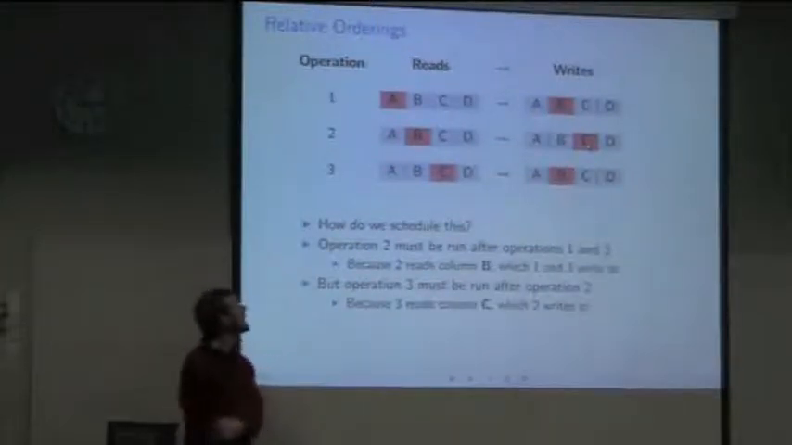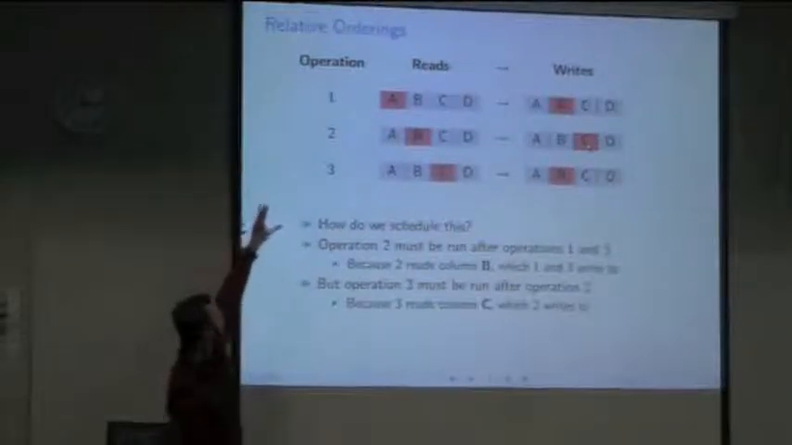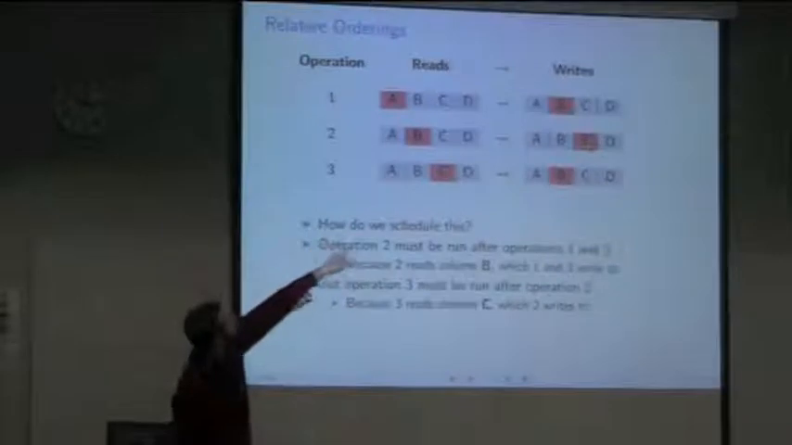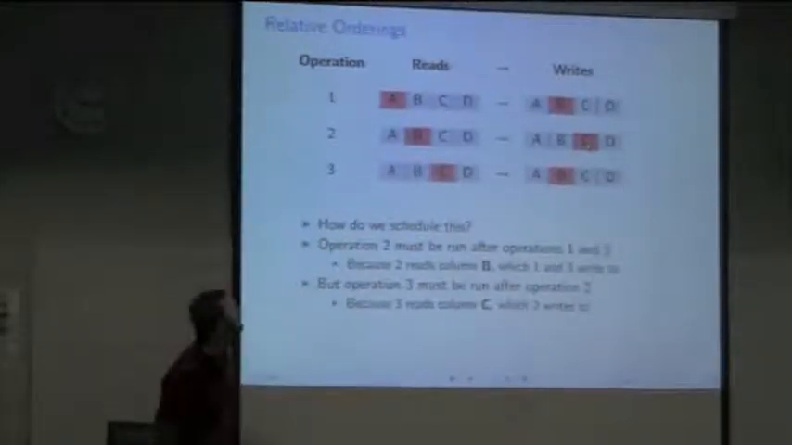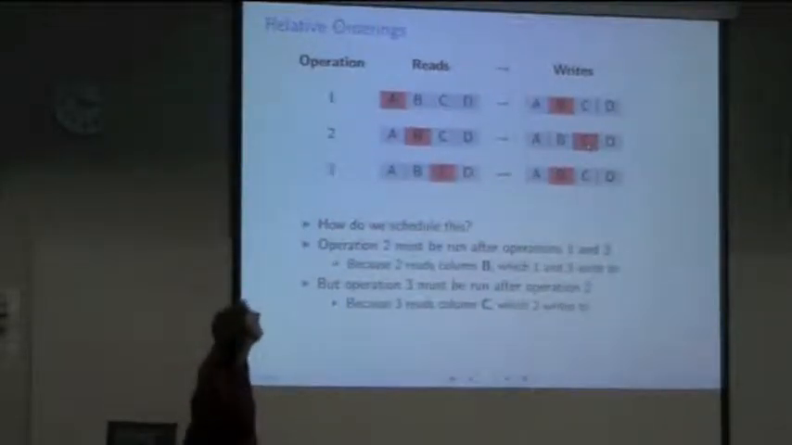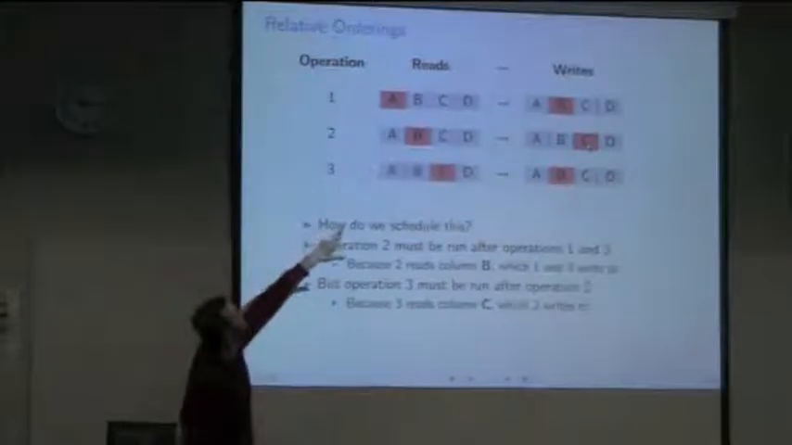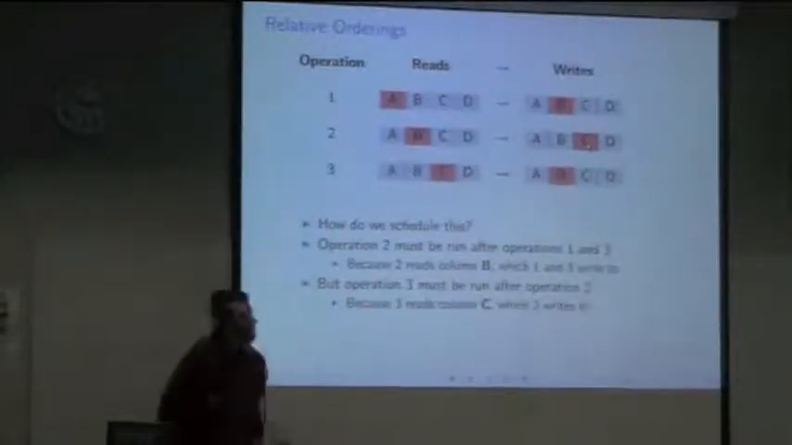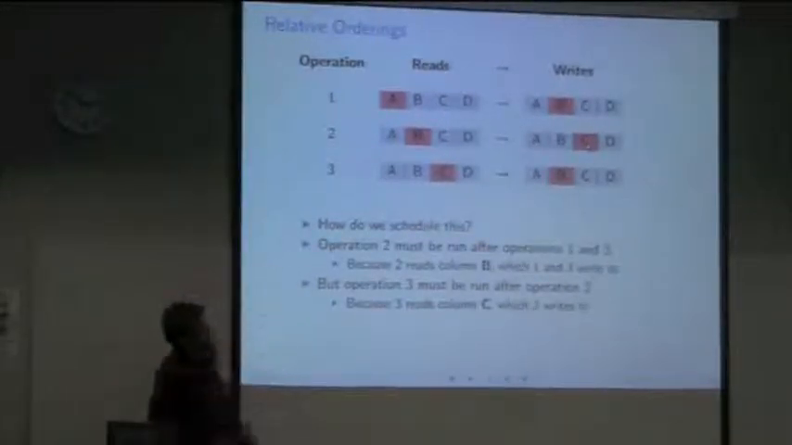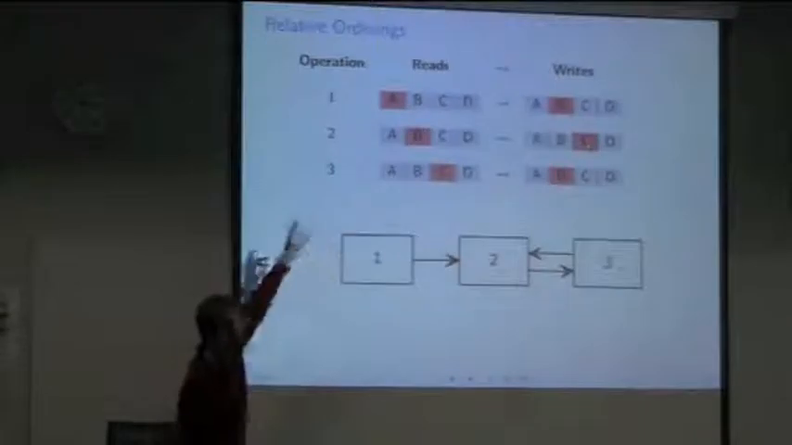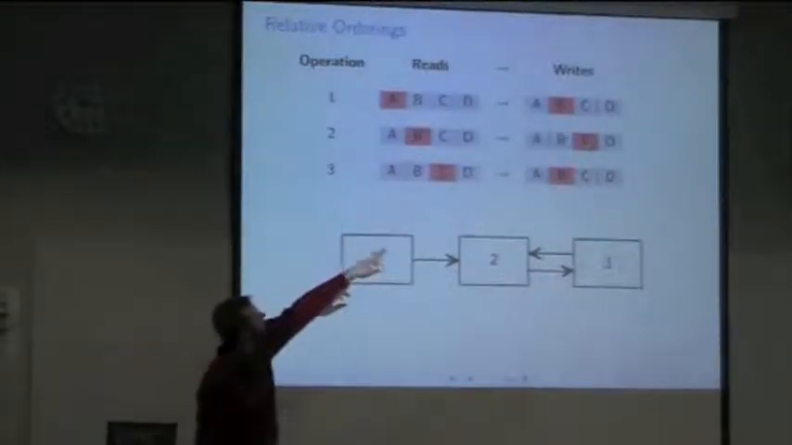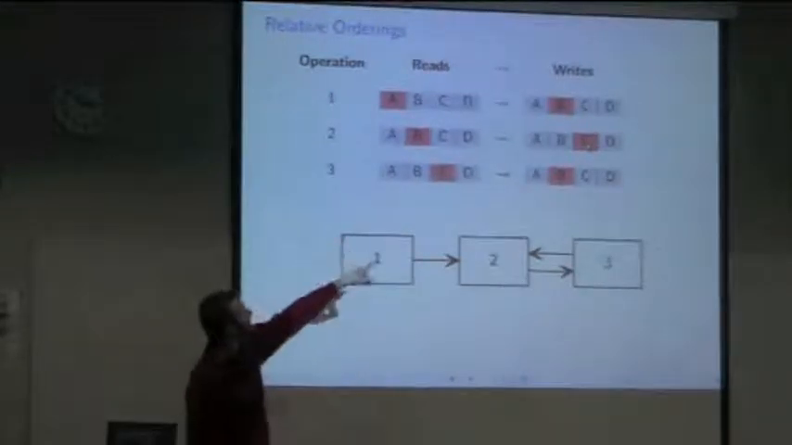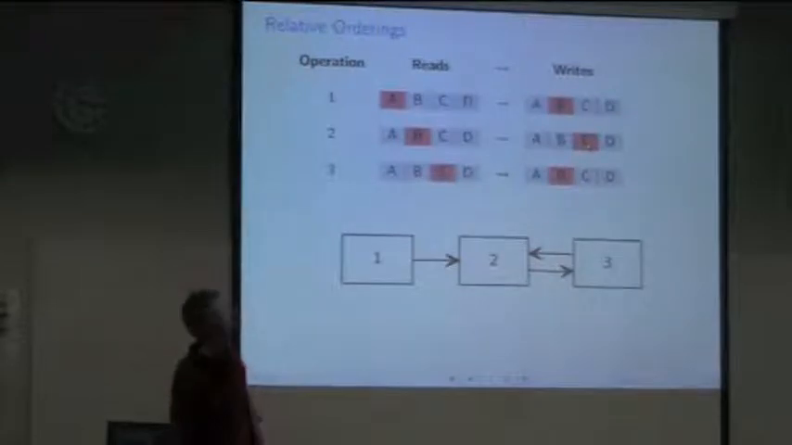So relative ordering, in this set of operations here, you can see operation 2 writes to column C. Operation 1 and operation 3 write to column B. And so, as it is at the moment, the dependency sort doesn't have enough information to decide in which order to run them. And so you get a cycle. When it runs operation 2, it writes column C. And when it has to run operation 3, operation 3 depends on column C. But after it's run operation 3, it writes column B. And that means it has to run operation 2 again. And so it's not going to terminate.